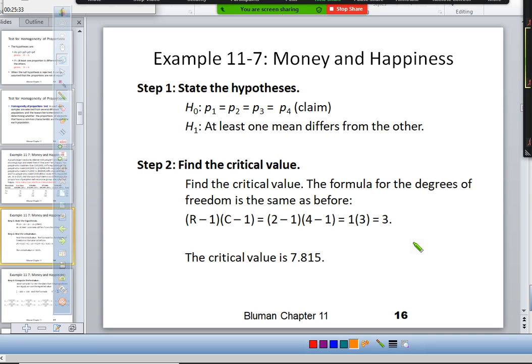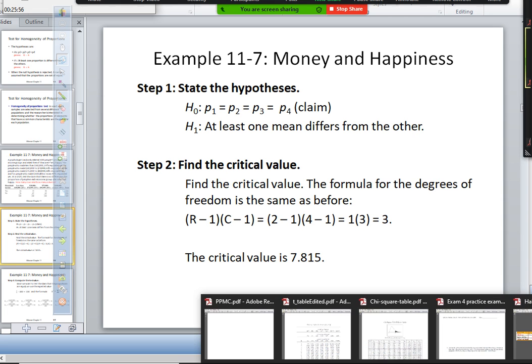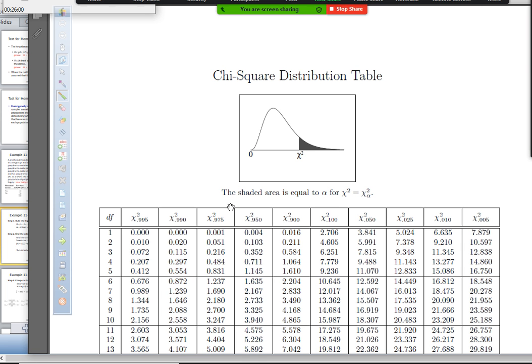Find the critical value. All right, so we had 2 rows and we had 4 columns. So my degrees of freedom is going to be 2 minus 1 times 4 minus 1. So 2 minus 1 is 1, 4 minus 1 is 3. My degrees of freedom is 3. So I'm going to bust out my handy-dandy chi-square table. And this is alpha 0.05. All right, so degrees of freedom 3.